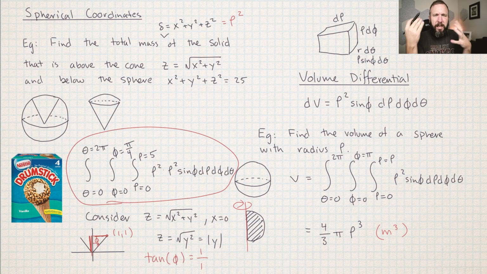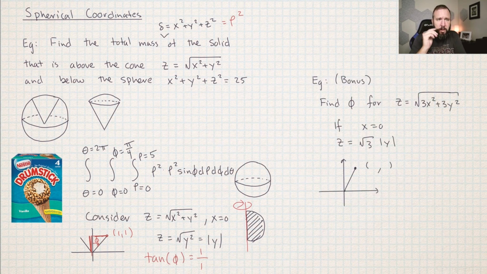You just have to do some thinking about what the shape you're dealing with really looks like. Then you put the density on the inside, you put those dV's, and then it's this kind of laser beam method, and you're just looking for ranges of angles. Okay, so here's a little bonus puzzler. Let's see if we can find the angle phi for this cone.